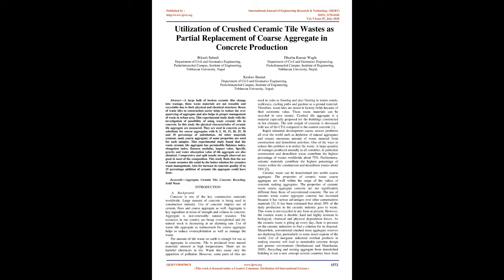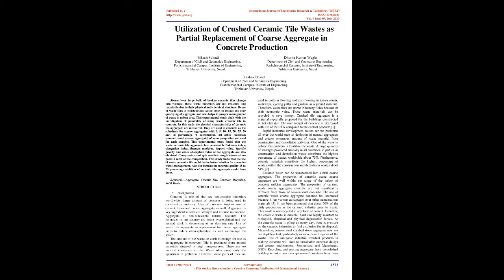The amount of tile waste on Earth is enough for use as an aggregate in concrete. Tile is produced from natural materials sintered at high temperatures. There are no harmful chemicals in tile. Waste tiles cause only the appearance of pollution. However, some parts of tiles are used in condos as flooring and also as flooring in tennis courts, walkways, cycling paths and gardens as a ground material. Therefore, waste tiles are stored in factory fields because of their economic value. These waste materials can be recycled to save money.